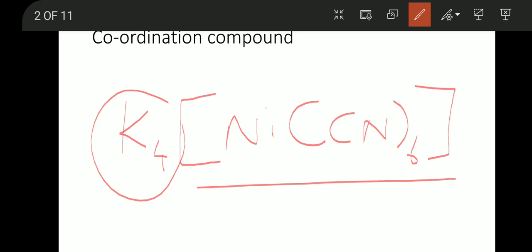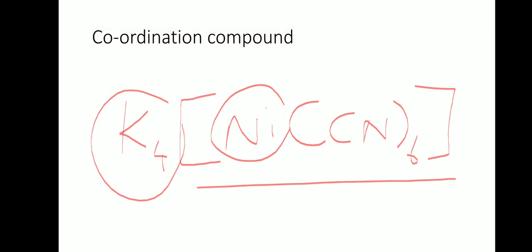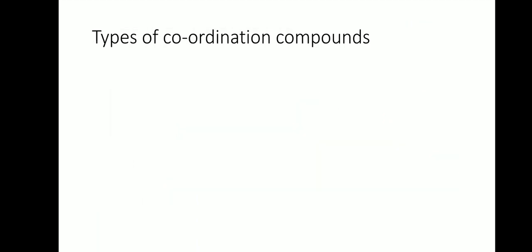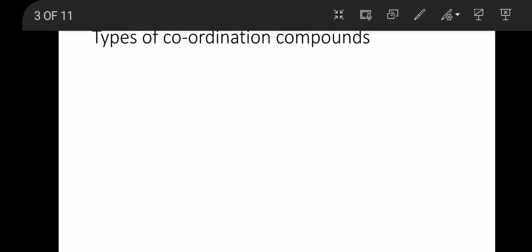So here we can see a central atom which is nickel, and also we can see 6 cyanides around the central atom. These cyanides and nickel bond with the coordination bonds. So we call this compound a coordination compound. Then let's see what are the types of coordination compounds. When we come to coordination compounds, actually there are 3 types. That is the negative coordination compounds, positive coordination compounds, and also neutral coordination compounds.